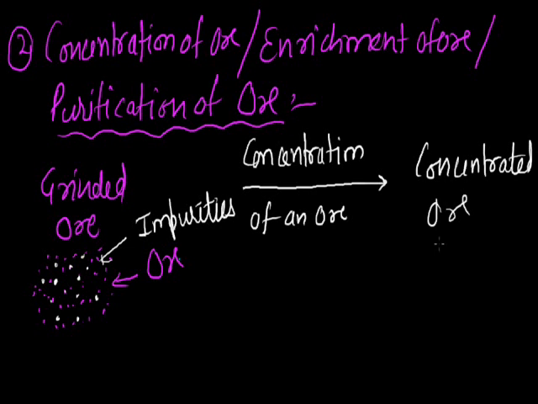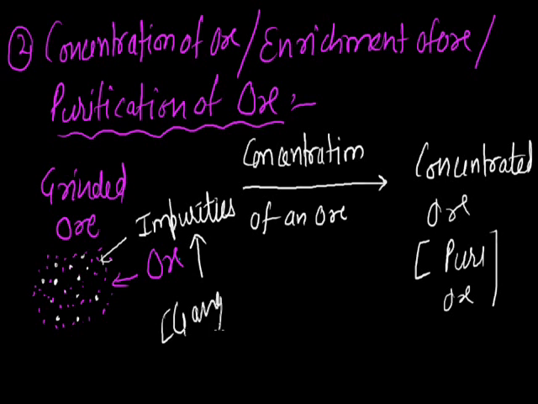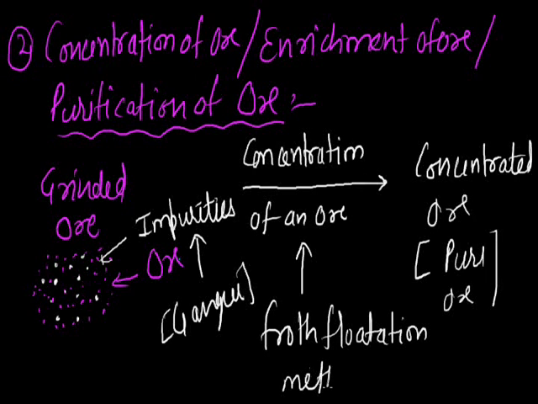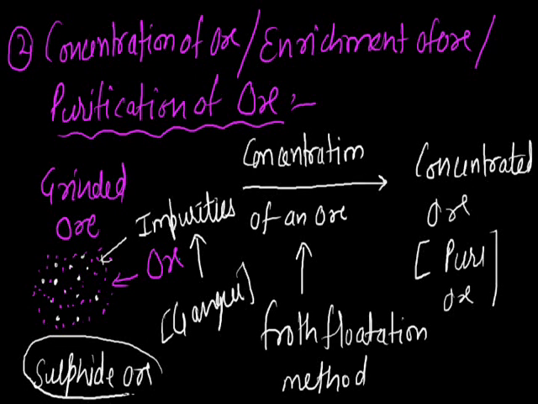Concentrated ore contains mainly particles of pure ore, and the impurities which are present are known as gangue. In this process we remove gangue from the ore particles, and this is done by the froth flotation method, because copper pyrites is a sulfide ore, and we know that for sulfide ore we use the froth flotation method.